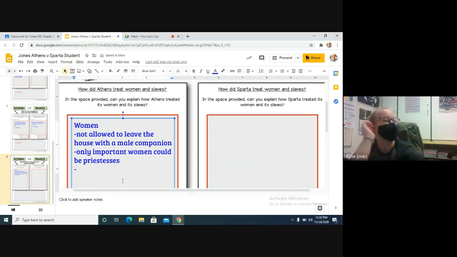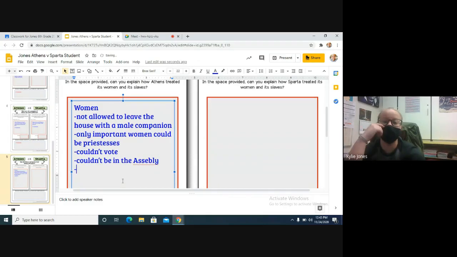What else do we know about women? They couldn't vote. So the assembly was the government. So they couldn't be in the assembly. Anything else?